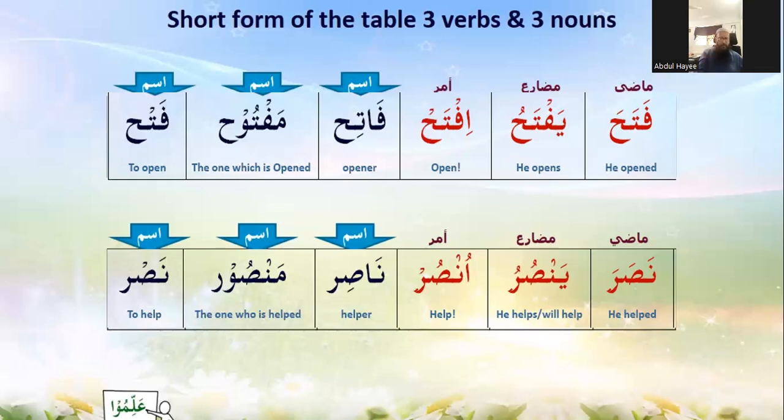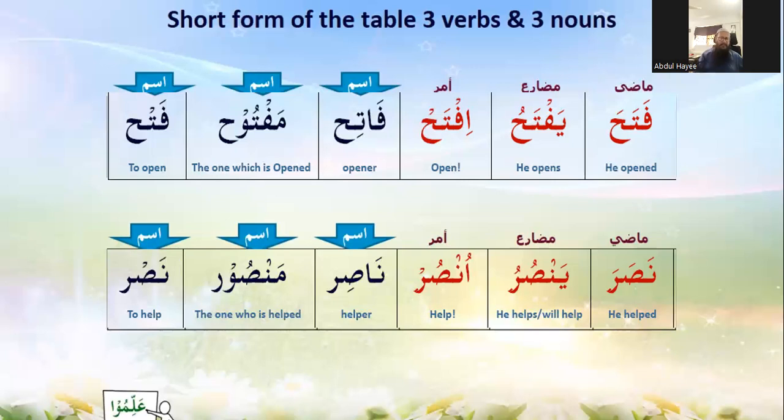Urbud, Ubud. These letters all have the Dhamma on the Hamza. Unsur, Ubud, Uzkur, Ubud: these all four have the Dhamma. So we say Abada, Ya'bud, Ubud, Abid, Marbud, Abid, Maf'ul. What about Khalaq?